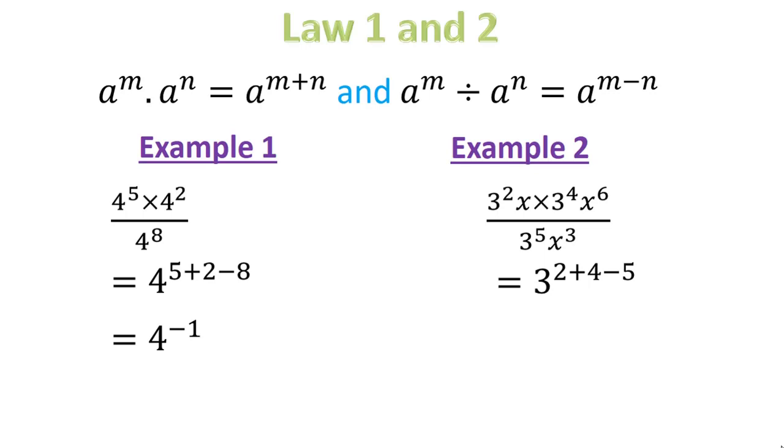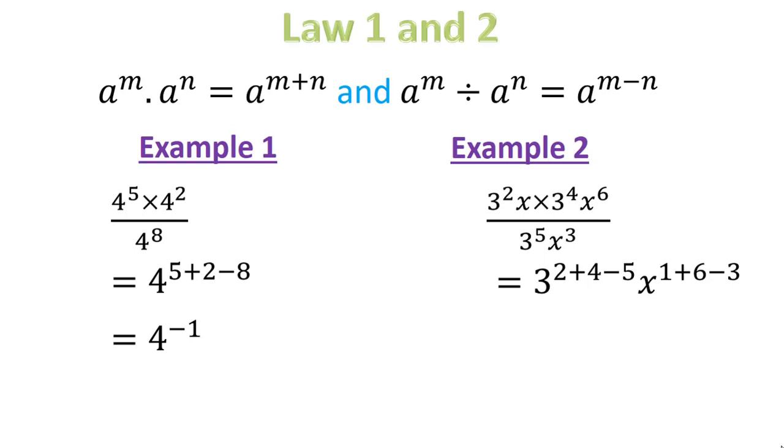Now let's look at our x's. So we have x and x by itself, so it's just x to the 1. We're multiplying at the top, and we're multiplying by x to the power of 6, so we add 6. In our denominator, or the bottom, we have x to the power of 3, and so we're dividing, so subtract 3.